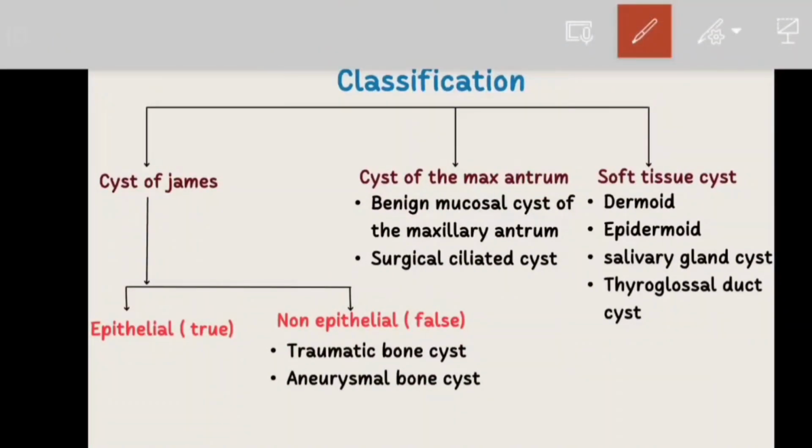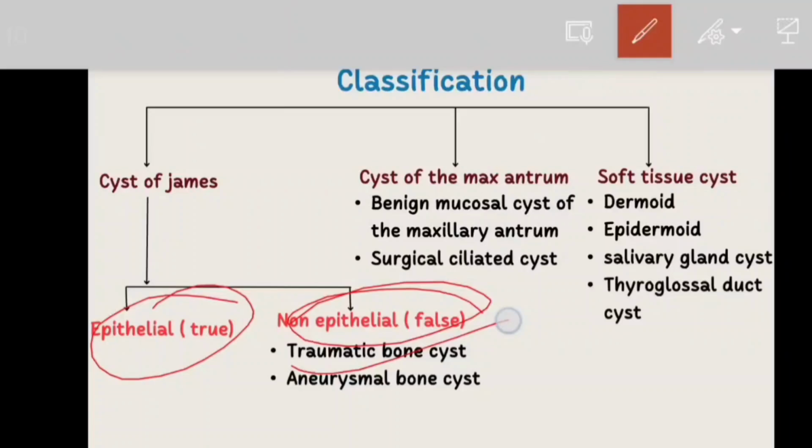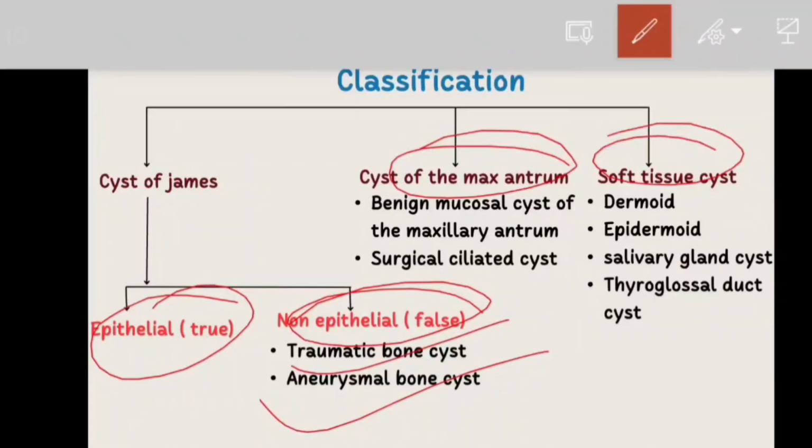Now let's move to the classification. Here it divides the cyst into the epithelial, that is a true cyst, and the non-epithelial, that is a false cyst. Under the non-epithelial or the false cyst category, the examples are traumatic bone cyst and the aneurysmal bone cyst. It also shows the other groups such as cysts which are associated with the maxillary antrum and the soft tissue. While studying the classification, don't try to memorize everything randomly. Instead, first understand the main division. That is the cyst divides into two: the epithelial, which means the true cyst, or the non-epithelial, that is the false cyst.